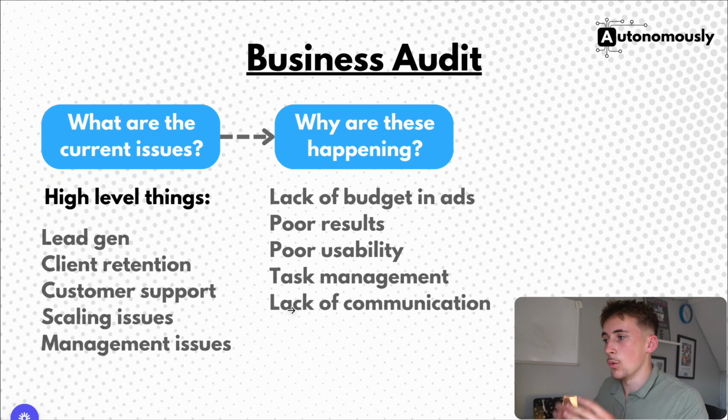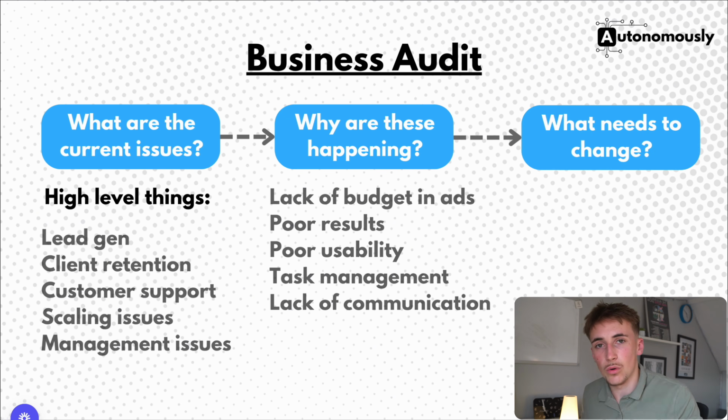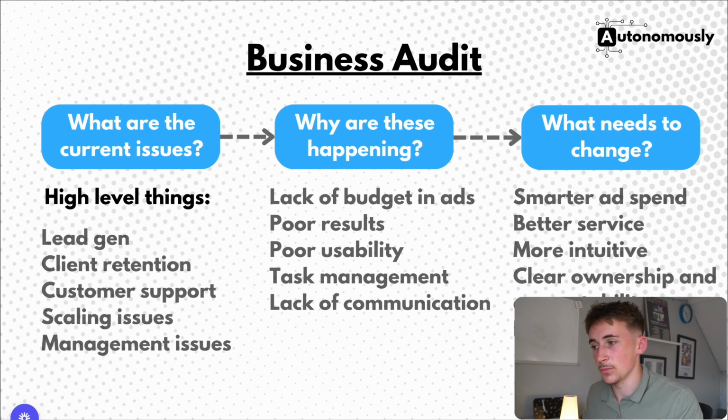So once you have what the issues are and why these issues are happening, then you have to move on to what actually needs to change to solve these issues. So again, I'll put some examples down. A lead gen issue caused by a lack of budget in ads: a solution for this is going to be smarter ad spend. Client retention, because of poor results, obviously a better service. Customer support, because of poor usability, maybe your app or your product needs to be more intuitive. And then clear ownership and accountability for the scaling issues, and better systems for the management issues.